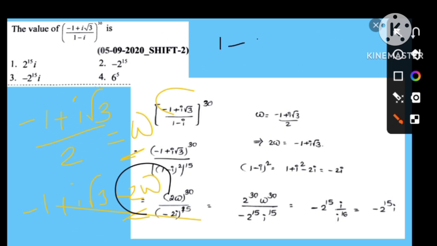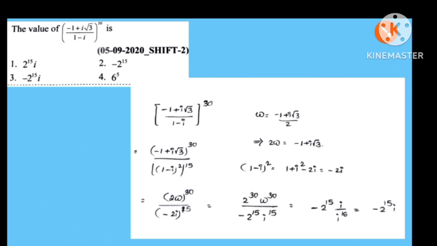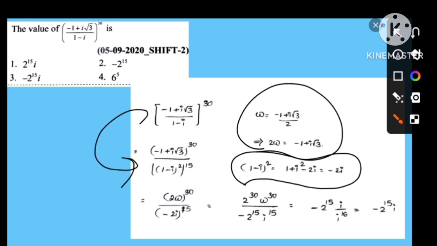1 minus i whole square. First I am finding 1 minus i whole square. What is 1 minus i whole square? 1 plus i square minus 2i. But what is the i square value? Minus 1. Cut these two values, you get the value equal to minus 2i. This is the value of 1 minus i whole square. This is the value of 2 omega. Now write the given question here first.